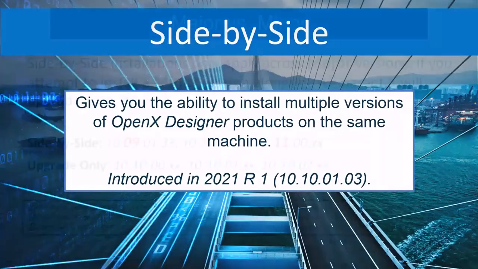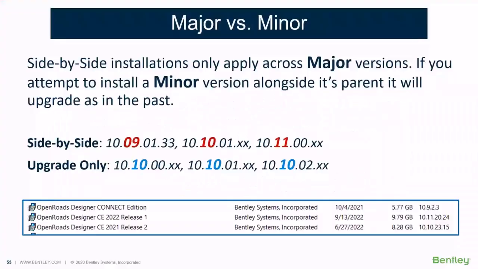So beginning with that version, you could have put, for example, 10.10 on the same machine as 10.8 or 10.9. Now, one thing to be aware of here is side-by-side installations only apply across major versions. If you attempt to install, for example, a minor version alongside its parent, it's just going to do an upgrade. So the easiest way to explain that is this. If you look where I've got the numbers in red, I can install a version of 10.9, a version of 10.10, and a version of 10.11 on the same machine.